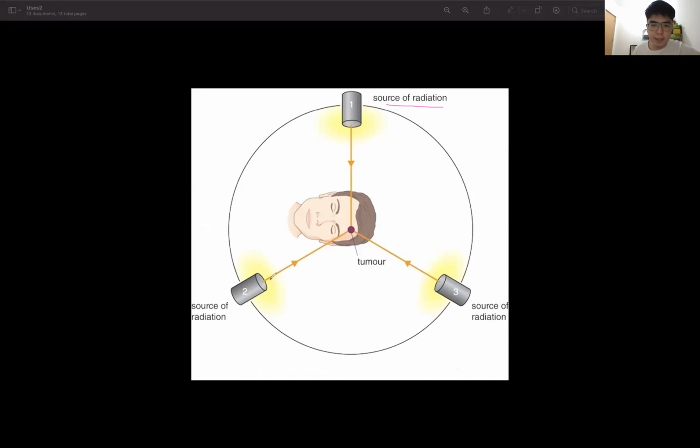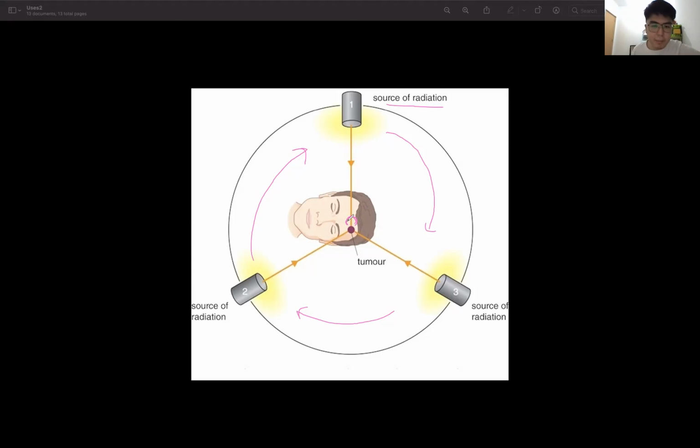Okay, and then you can see there are 3 positions here, right? Why 3 positions? Actually, this thing is rotating. It's constantly moving. They cannot stay still, because if they stay still, the gamma ray can destroy this region of the cell. Not only does it kill the tumor, sometimes it can harm the cells nearby as well. So to prevent that from happening, from damaging the cells too much, they have to move the source.